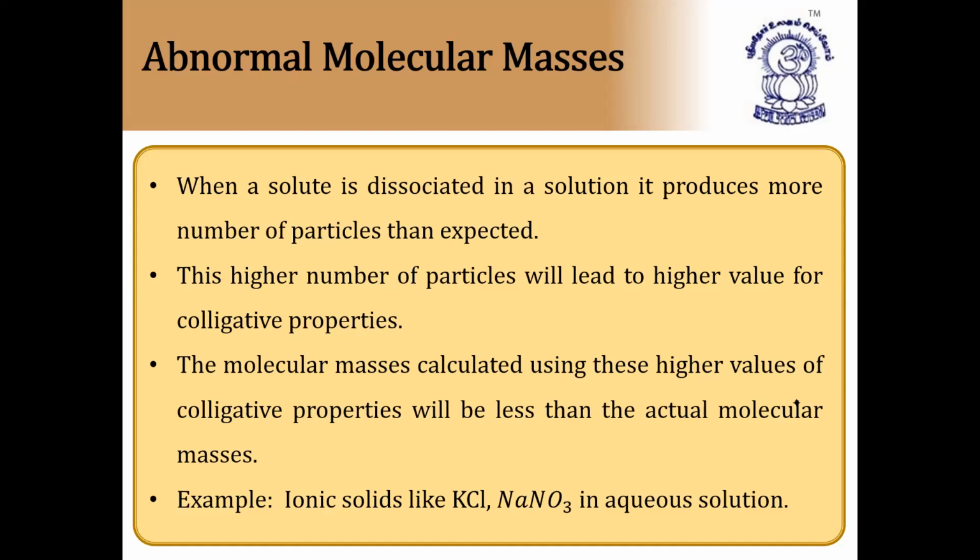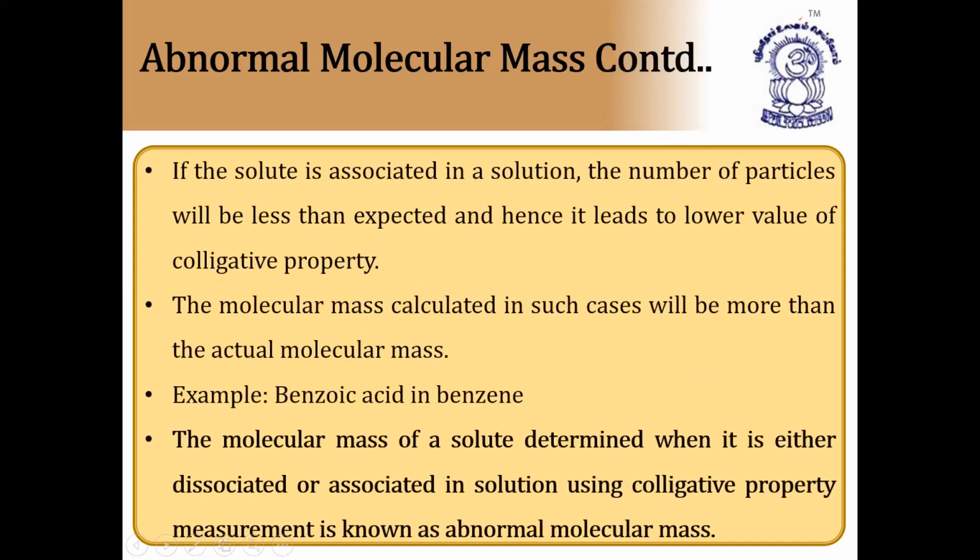The molecular masses calculated using these higher values of colligative properties will be less than the actual molecular masses. Examples are ionic solids like potassium chloride and NaNO3 in aqueous solution. Based on abnormal molecular masses, we have one more factor called the Van 't Hoff factor. If the solute is associated in a solution, the number of particles will be less than expected, leading to a lower value of colligative property. The molecular mass calculated in such a case will be more than the actual molecular mass. For example, benzoic acid in benzene. Benzoic acid is C6H5COOH.